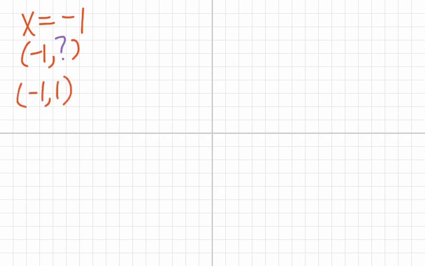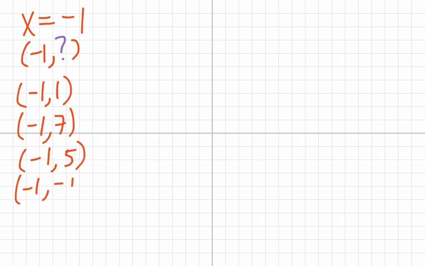All right, so let's do one more of that type. Let's do x equals -1. And again, what that means is that you're being provided with that -1, and we have this unknown, and you can pick whatever you want to go in there. So we could have (-1, 1), (-1, 7), (-1, 5). Okay, (-1, -1). And we start plotting those.